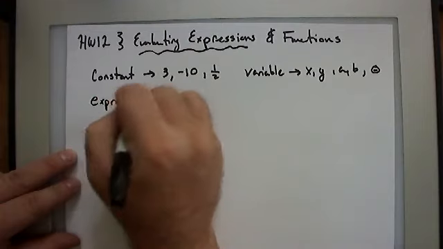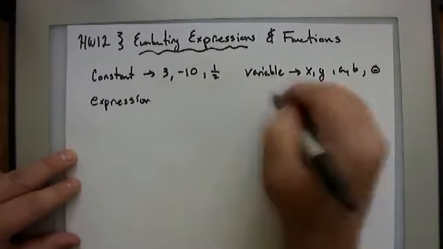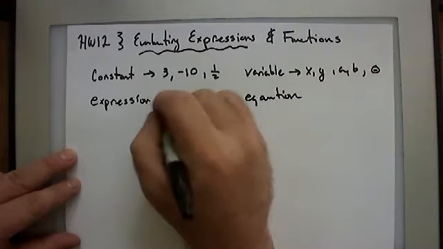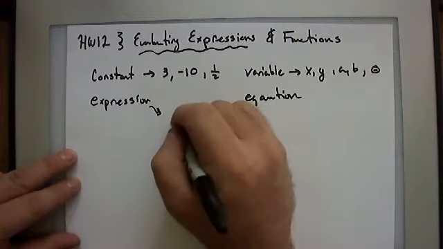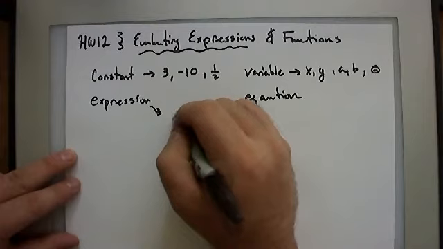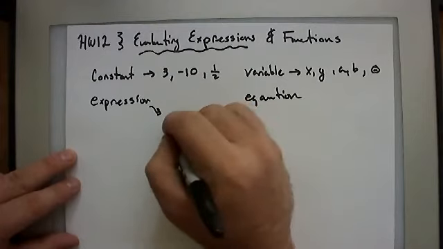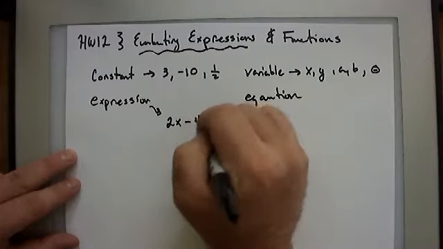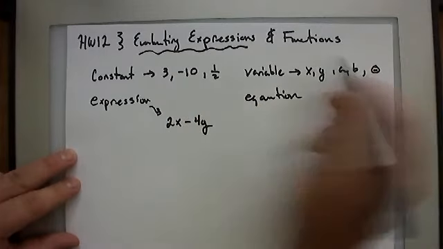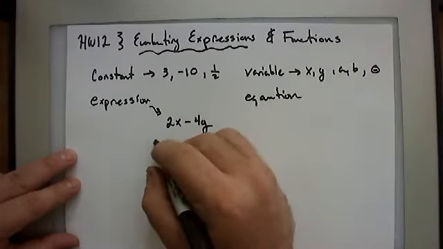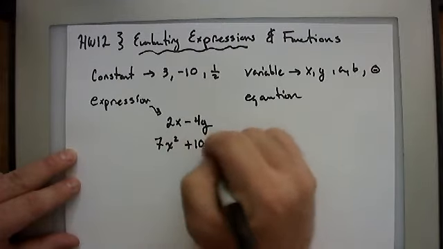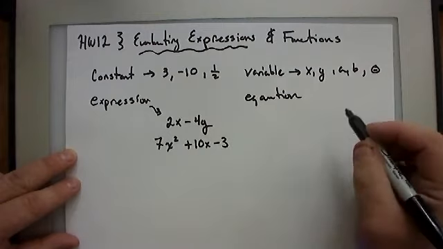Expression versus an equation. For the most part, we'll be working with expressions in that they don't have an equal sign, or they're equal to what you're supposed to find, not equal to a value. So something like this, 2x minus 4y, that's an expression because there's no equal sign, right? Or 7x squared plus 10x minus 3. That's an expression. There's no equal sign.